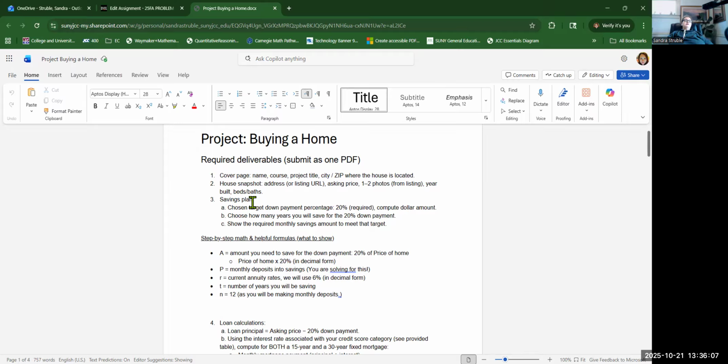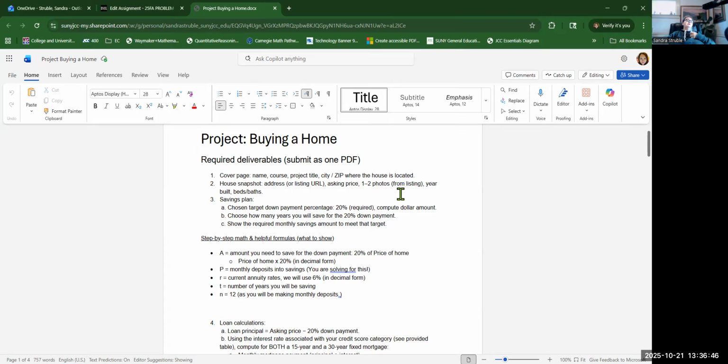Savings plan. So first thing you want to do is choose the target down payment percentage, which is 20%. And that's to avoid you having to pay what's called PMI. Then you're going to choose how many years it's going to take you to save up for that 20% down payment and show the required monthly savings amount to meet this target. You can use your annuities formula for this, using the 20% down as your A, and then look for your PMT for that.